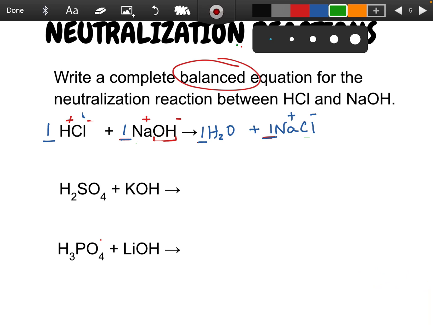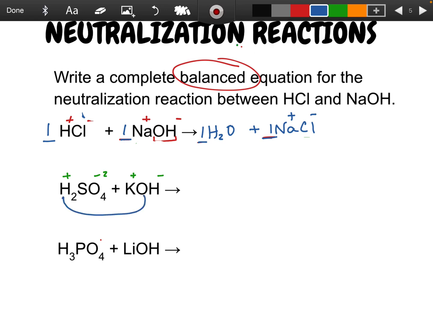All right, so first I'm going to add the charges. Hydrogen is +1. Even though you have 2 ions, you always write just the individual charge. And then SO4 is -2. Potassium is +1, and hydroxide is -1. So if we do our double replacement, the positive will combine with the negative, the positive will combine with the negative. So hydrogen is +1 and OH is -1.